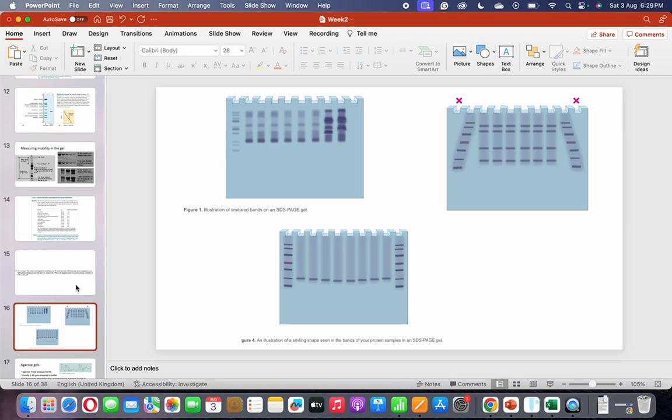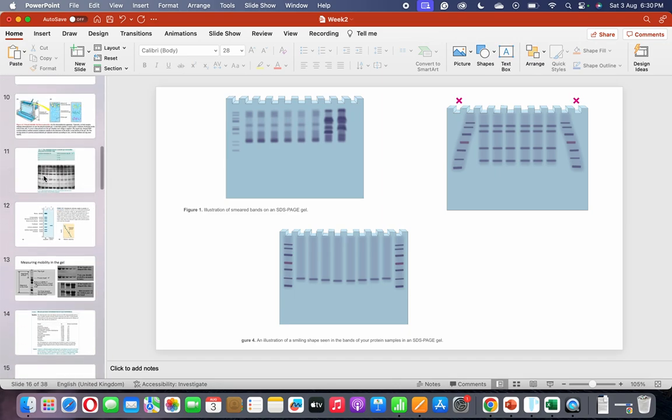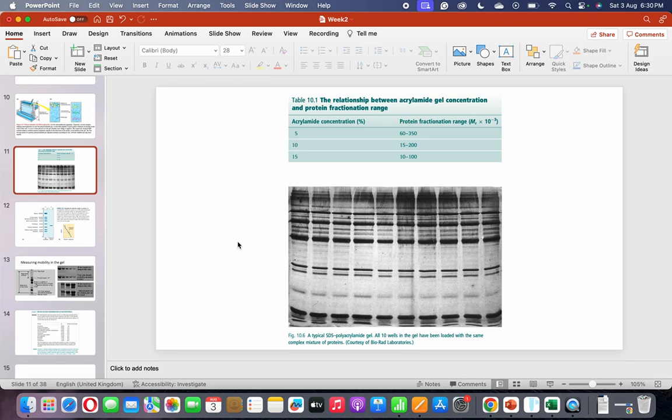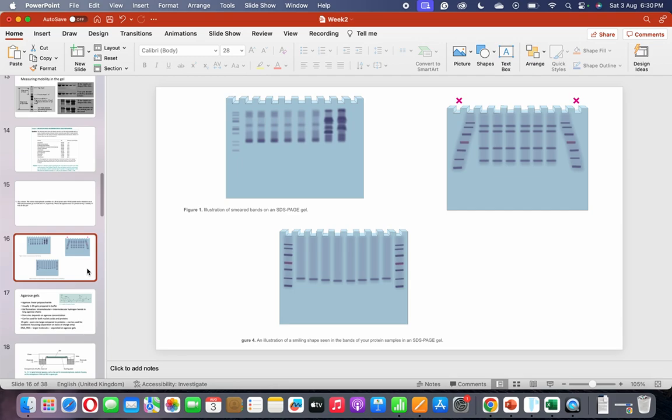Now, sometimes our SDS-PAGE gels go wrong. We would love it if our gels looked like this all the time, but they don't. Some of the common errors are that the bands get smeared, and sometimes they're not resolved properly. This can happen if we run our gel too fast, which means we have applied too much voltage. The gel is running too fast, and that's why it is smeared.